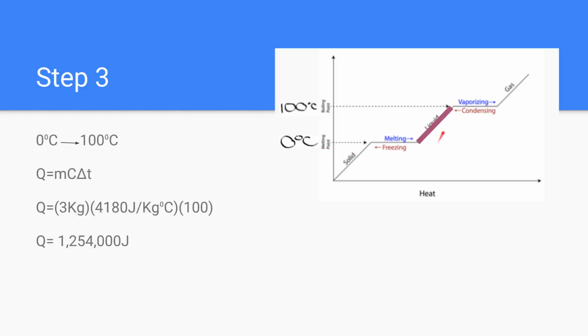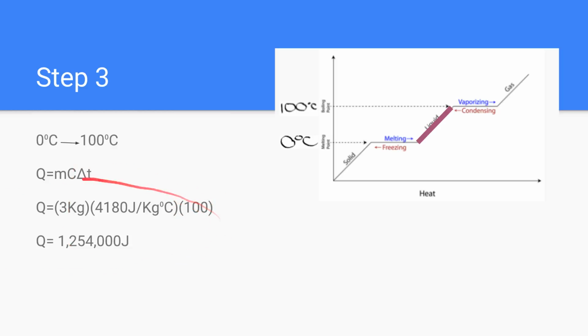Step 3. We are taking this now liquid water and trying to get it all the way up to gas, at least as high as we can. So we start off with 0 degrees Celsius, which is where we were, and we want to get it up to the boiling point at 100 degrees Celsius. If you remember, that's right here. So we're going to use our change in temp equation again. We're going to plug in all our values, 3, and then instead of the 2,100, we're going to use 4,180 because that is the specific heat of water. And now we're going to use our new change in temperature, which is 100 degrees Celsius.